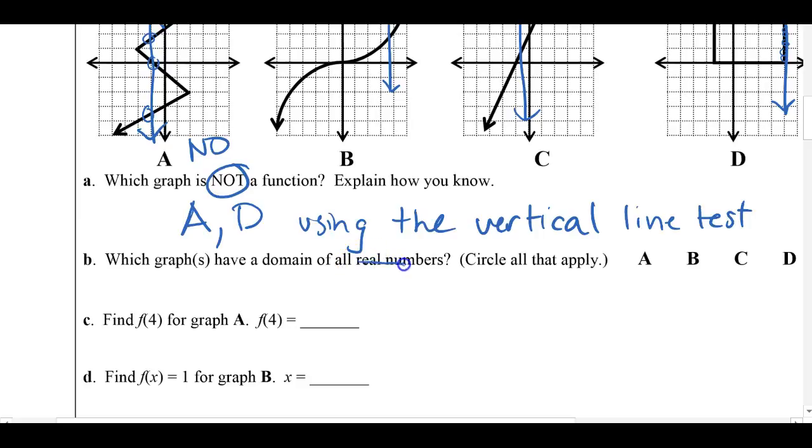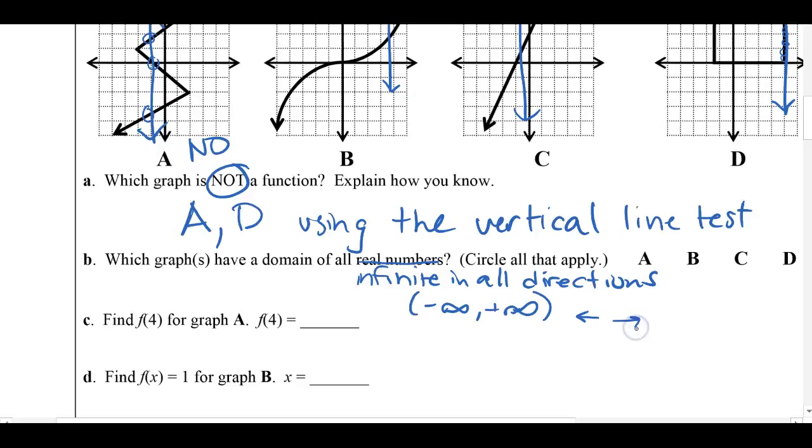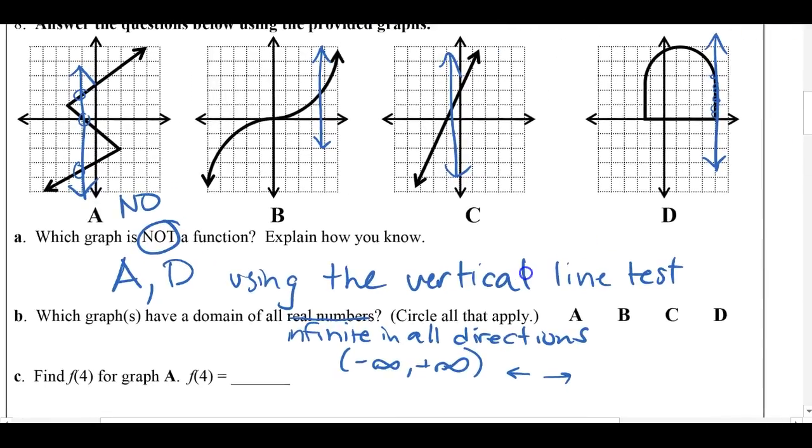Which graphs have a domain of all real numbers? What we're saying in Mr. Osborne's class is which one has a domain that is infinite in all directions. In other words, the domain is negative infinity to the left and positive infinity to the right. We know that it's going to be negative infinity to the left and the right as long as there are arrows continuing off to the left and continuing off to the right.